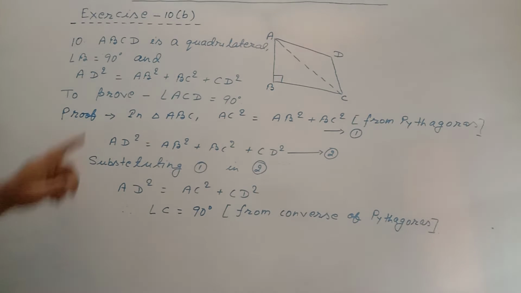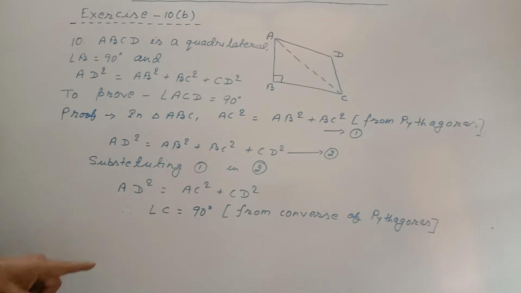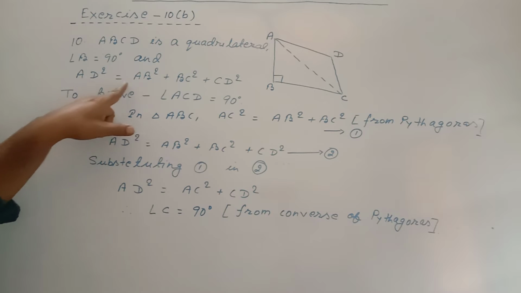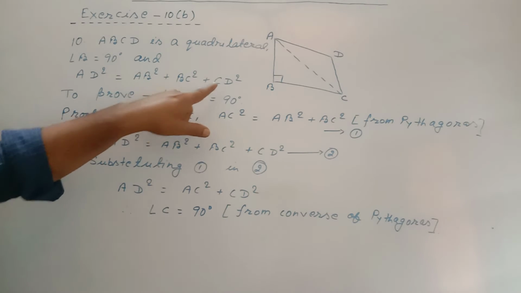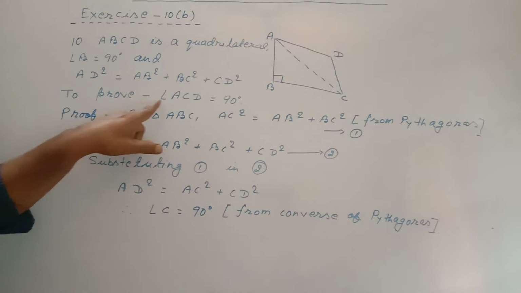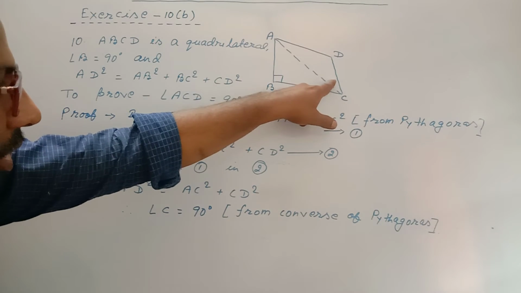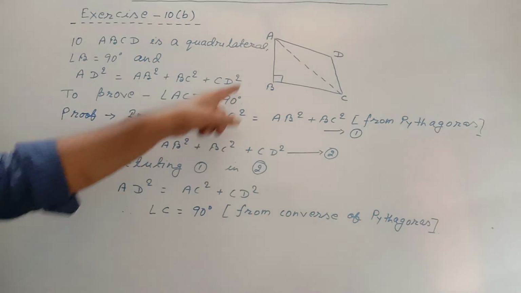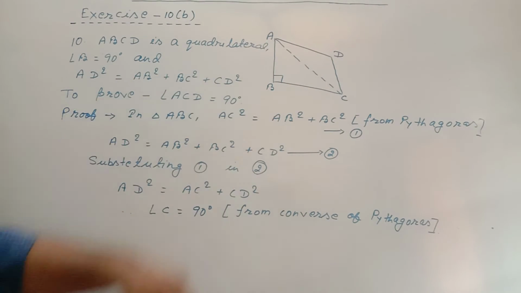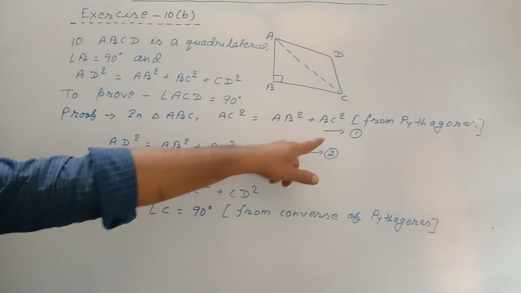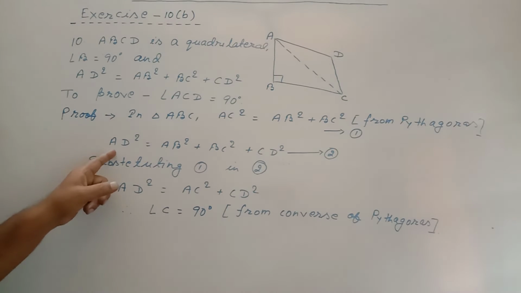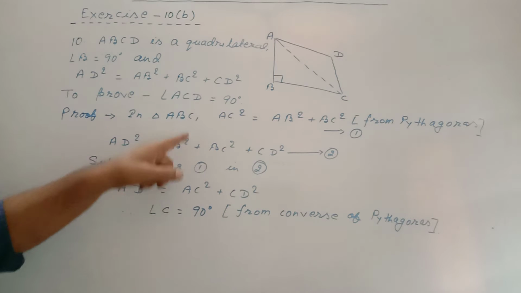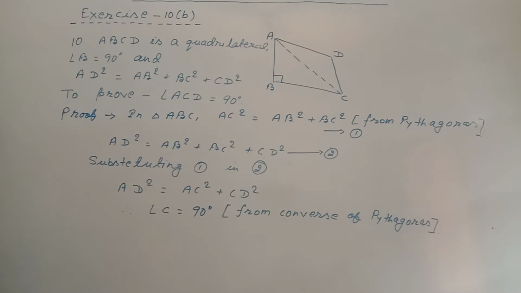Then angle B is 90 degree, given in the question. And this condition is also given, that AD square equal to AB square plus BC square plus CD square. We are asked to prove angle ACD, this angle, will be 90 degree. Proof: in triangle ABC, AC square equal to AB square plus BC square from Pythagoras theorem. I considered this equation number 1. And this condition I have written here, that is given in the question, that AD square equal to AB square plus BC square plus CD square. This is equation number 2.